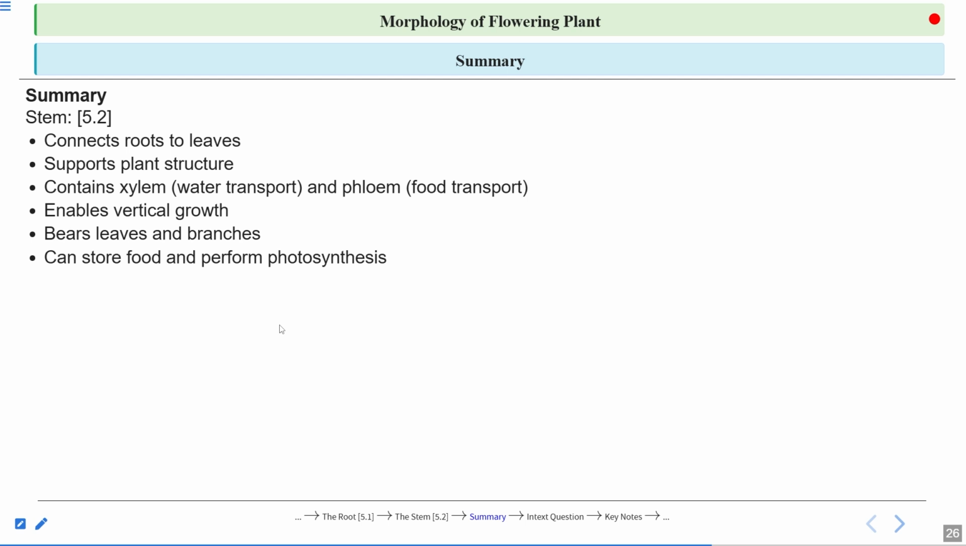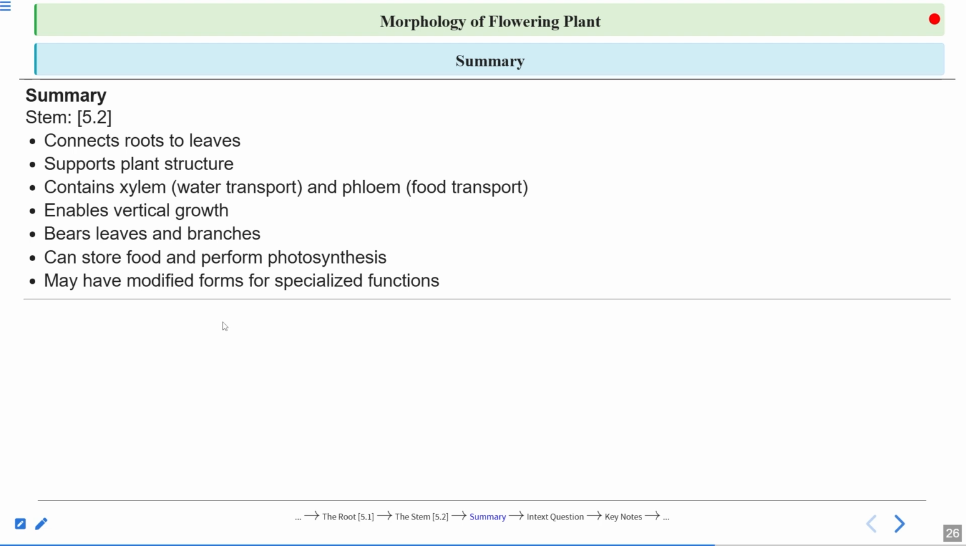They can store food and perform photosynthesis, right? So this we have already covered. If you remember, the rhizome, that is ginger, turmeric, these are some of the underground stems that store the food material in them. A very good example, the underground tuber, that is the potato, that is again a stem, right? So there are many stems that store the food material. So they may have modified forms for specialized function as well.